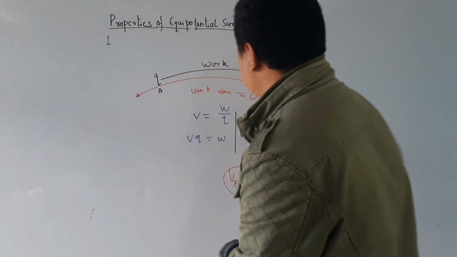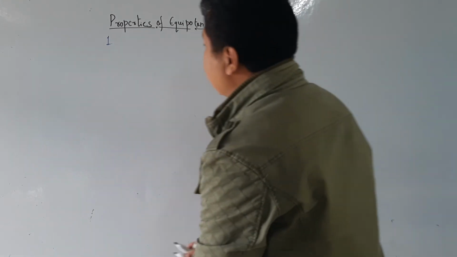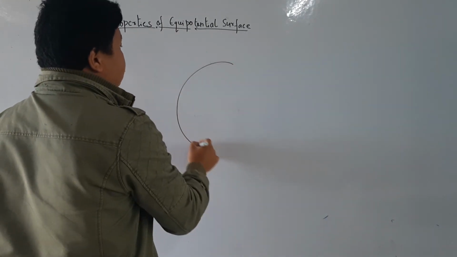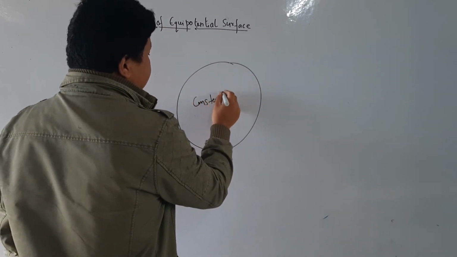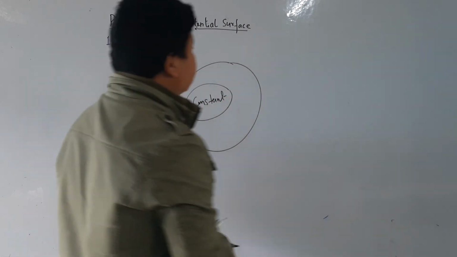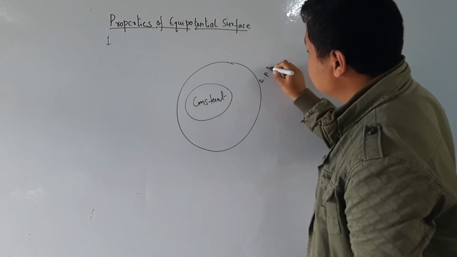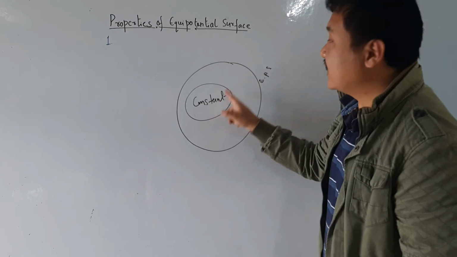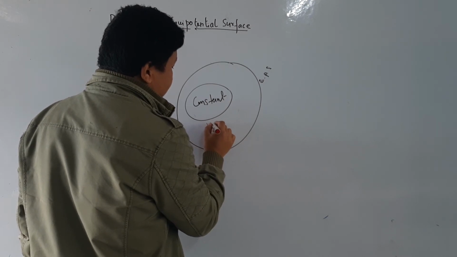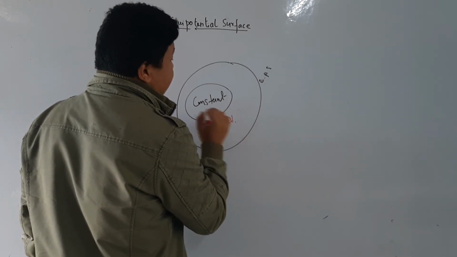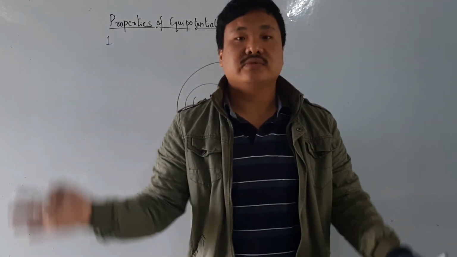Now the next property is that the potential inside a sphere is constant. This is my equipotential surface, and the potential inside the equipotential surface is constant. That is, the potential V inside the equipotential sphere is always constant. With this we end this lecture. Thank you.